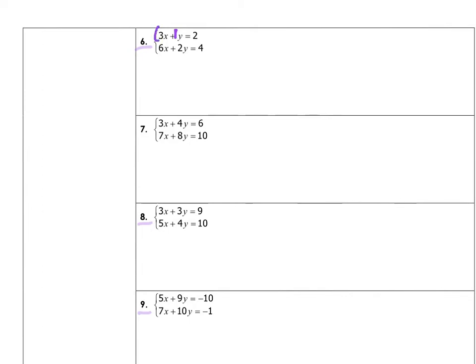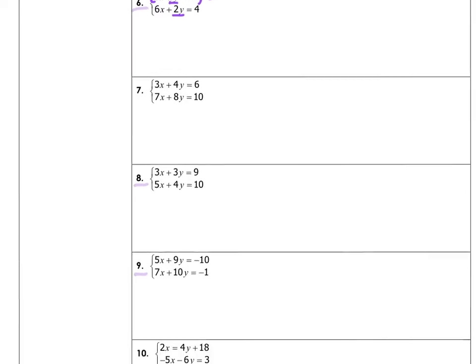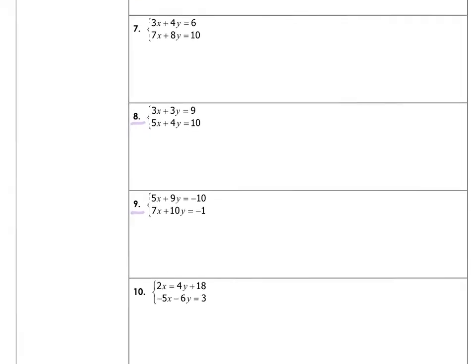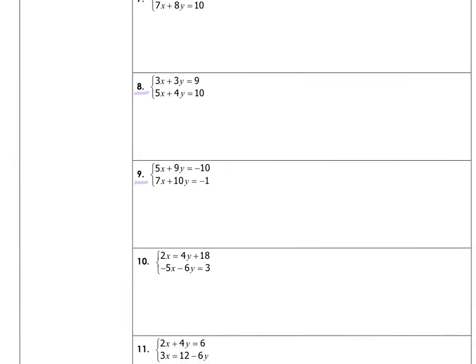I can easily multiply this top by 2, so that way I get a 2y here and a 2y here. That's just in a nutshell what we would try to do. If you see a coefficient of 1, just go ahead, choose that equation, and then multiply by the number of the variable, by the coefficient in the bottom.